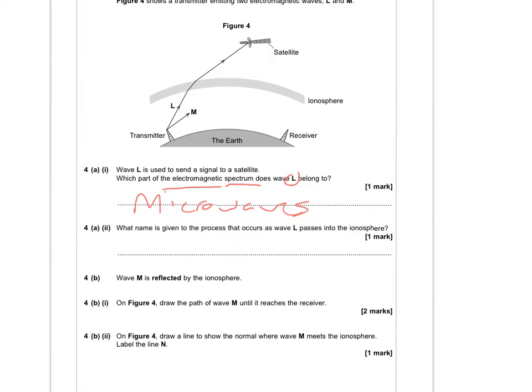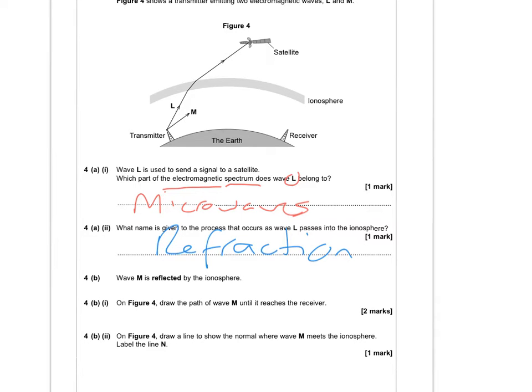What's the name given to the process that occurs when wave-L passes into the ionosphere? Well, if we look at wave-L, it seems to change direction there. So that, dead simply, is refraction. And then we're asked, wave M is reflected by the ionosphere. Draw the path of wave M until it reaches the receiver.